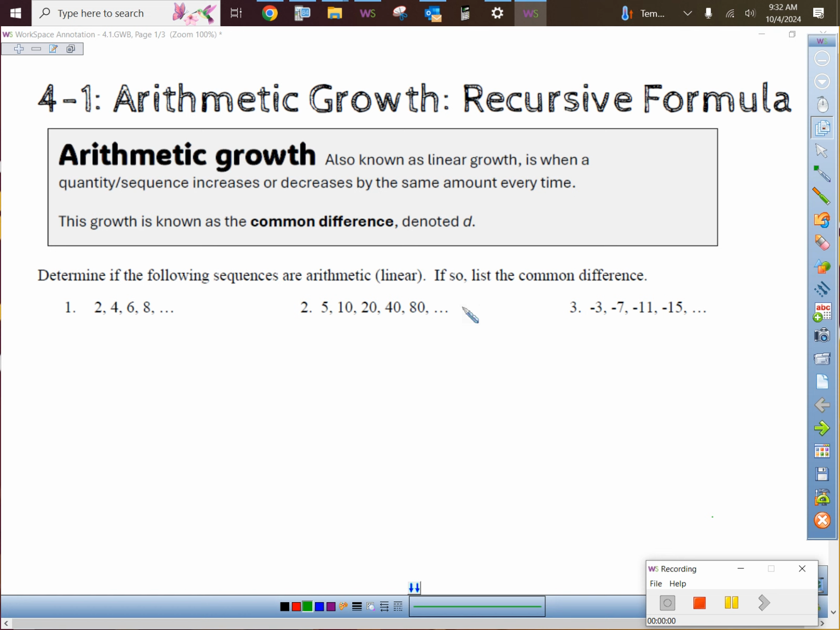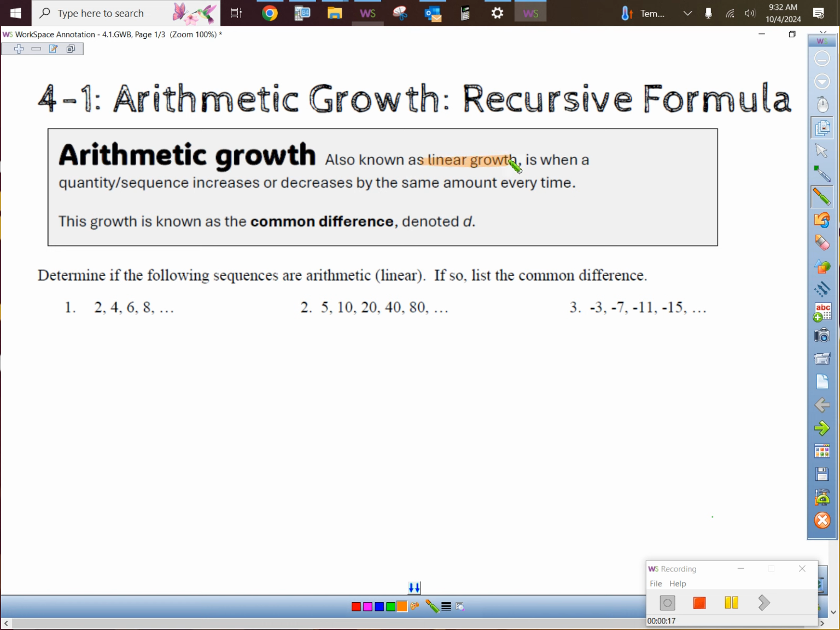So a little bit of algebraic stuff in this chapter. Some scary words, right? Today's lesson is over arithmetic growth and this recursive formula, some scary words. Big deal, right? We'll just see what they are. But arithmetic growth is pretty simple.